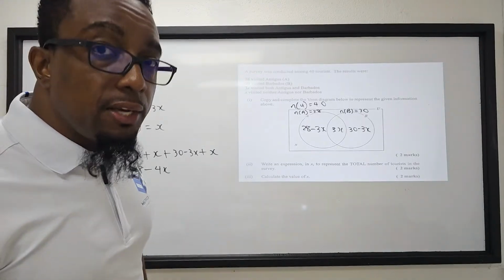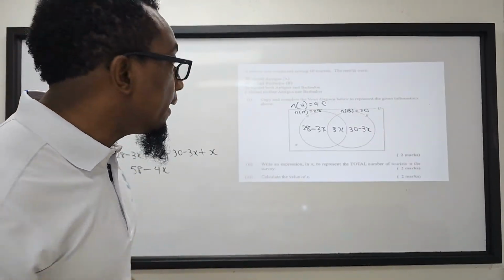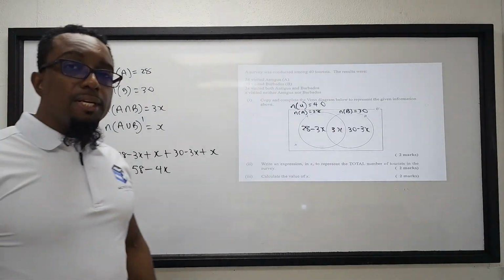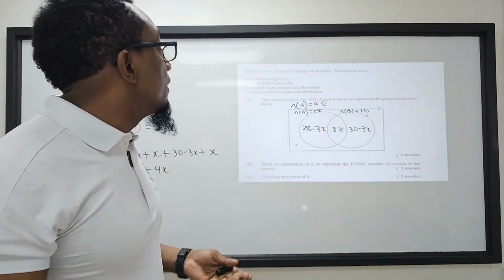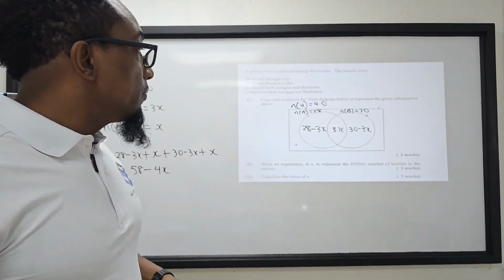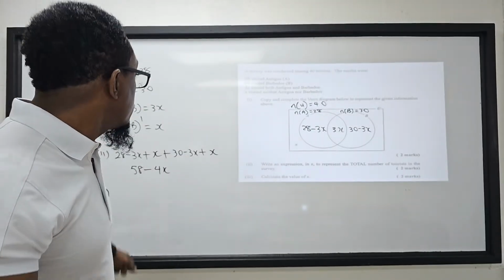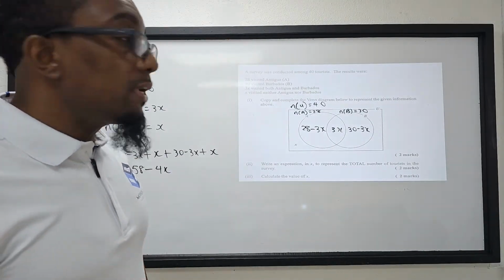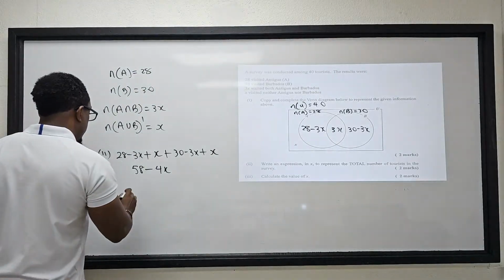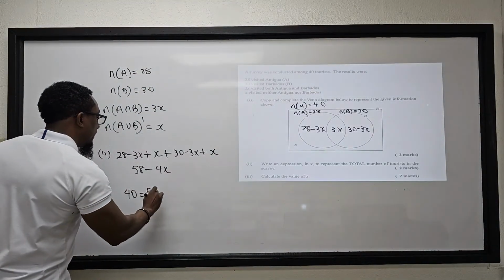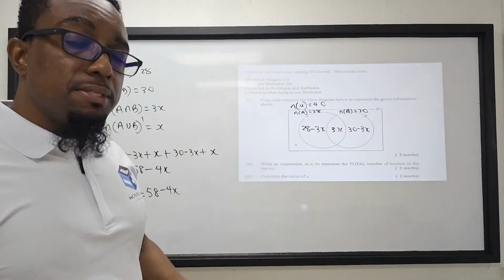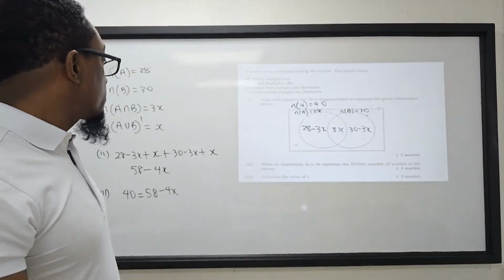And then they ask us to calculate x, which means you have to create an equation to calculate x. Our equation is simply, if you have 40 tourists who were in this survey, 40 tourists, of course, represented as an expression in terms of x, it's 58 subtract 4x, so they are both the same, and we can equate them by putting 40 equal to 58 subtract 4x, or 58 subtract 4x is equal to 40. It doesn't matter which goes on the left, which goes on the right. And let's solve our equation.